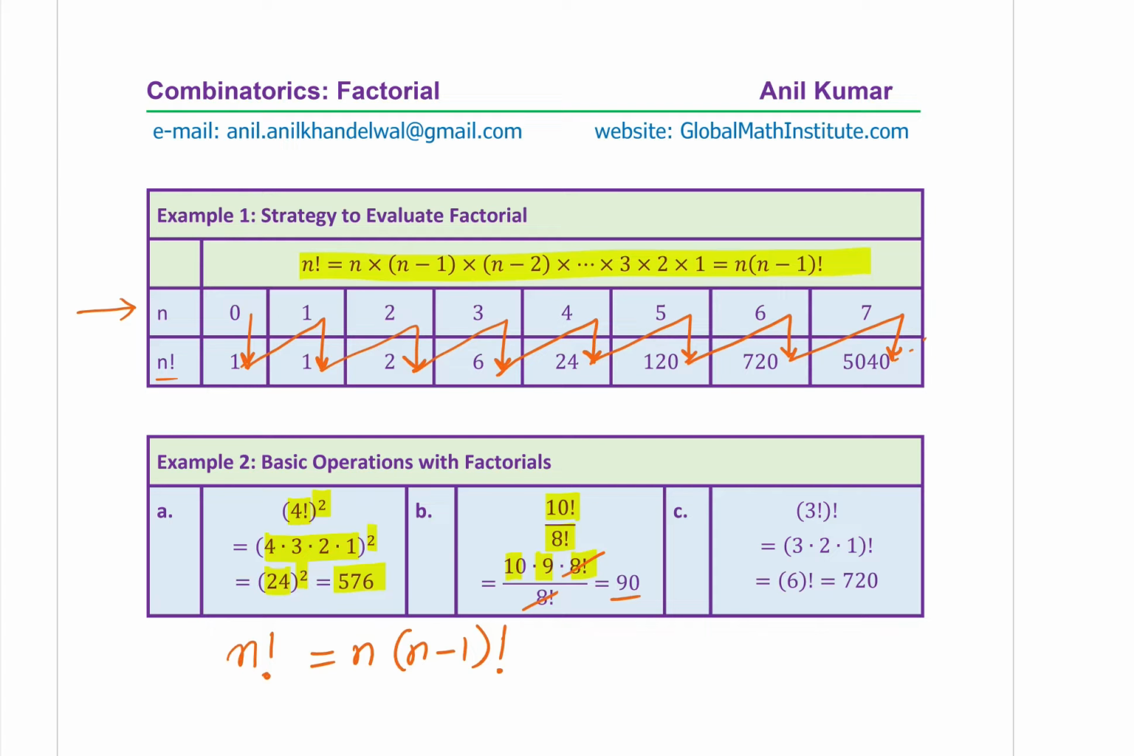Here we have 3 factorial and then factorial, right? So definitely I should first work out the inside, 3 factorial, which is 3 times 2 times 1, 6, and then we'll see what 6 factorial is. Clearly the answer is 720, as you can see here.